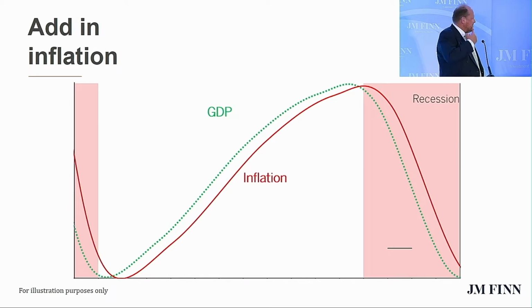Let's throw in a bit of inflation. Inflation is a lagging indicator. As you come out of a recession, people suddenly realise that growth is picking up, and they start putting their prices up. And likewise, people wake up one morning, see that economic growth is slowing down, and start dropping their prices. So inflation is a bit of a lagging indicator.